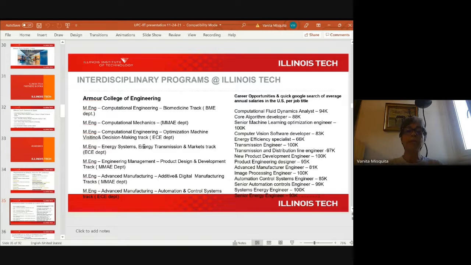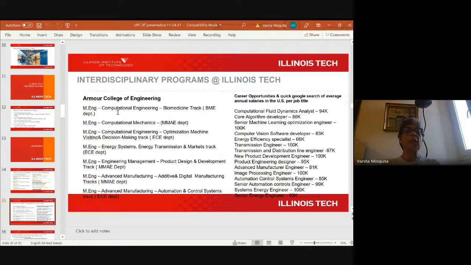We also have interdisciplinary programs. All the interdisciplinary programs are 30 US credit hours, which is equivalent to 60 ECTS credit hours. Since they're interdisciplinary, that means they are courses from different departments. It's important to specify the track, because the track determines which department manages that particular program.